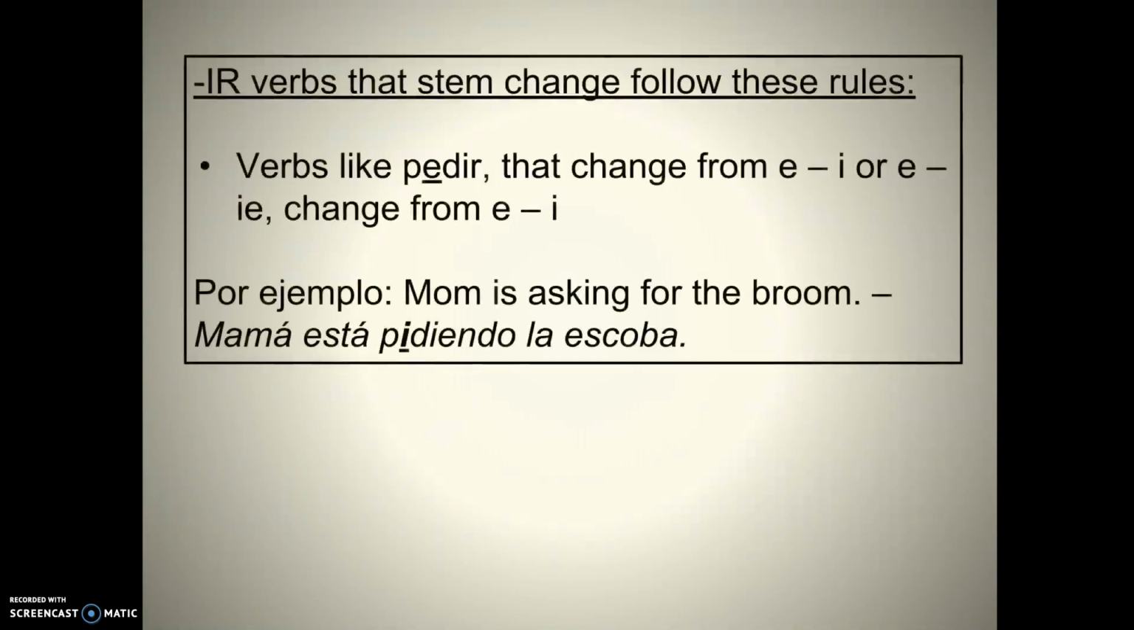However, IR verbs that have a stem change follow a rule that's somewhat different. And starting to work with this rule now will actually serve you well when we work with stem changers in the preterite right after February break. You need to be aware that verbs like pedir, that change from E to I, or E to IE, change from E to I only in the present participle. So we could say, for example, Mom is asking for the broom. Mamá está pidiendo la escoba.